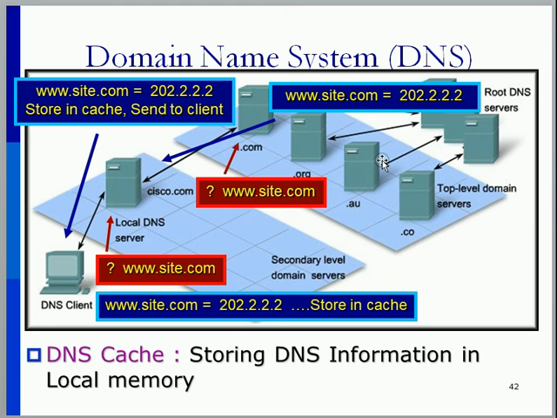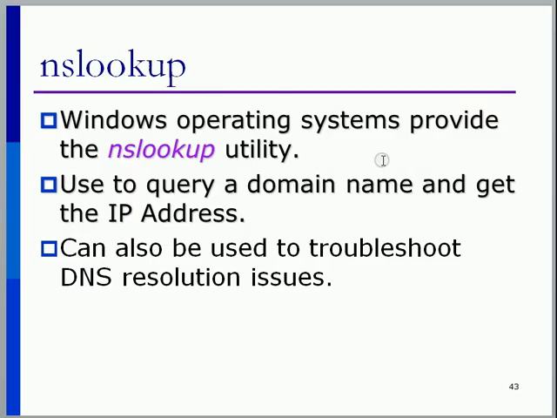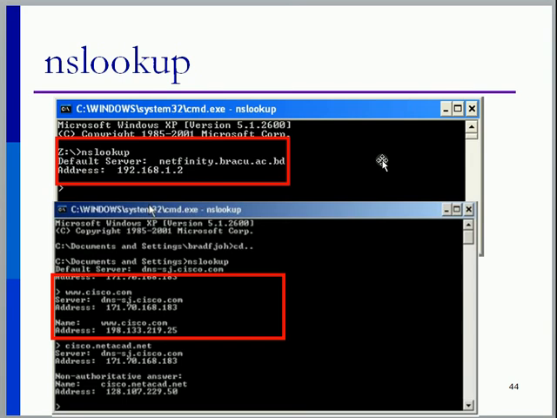And the DNS cache is where the DNS information is stored in the local memory, and we clear it sometimes, right? So that's not new. The nslookup, you can use this in your CMD. It is used to query a domain name and get the IP address. It's pretty interesting. If you use this, you will know the IP address of the domain name. You'll do this in your lab. For example, if you run nslookup on a website, it will give you the actual address.